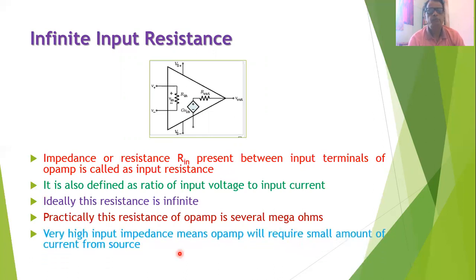So when the input resistance is very high, it means that the operational amplifier will require a small amount of current from the source. That is, whenever you connect this operational amplifier to the source, it will draw a very small amount of current because of the high input resistance.